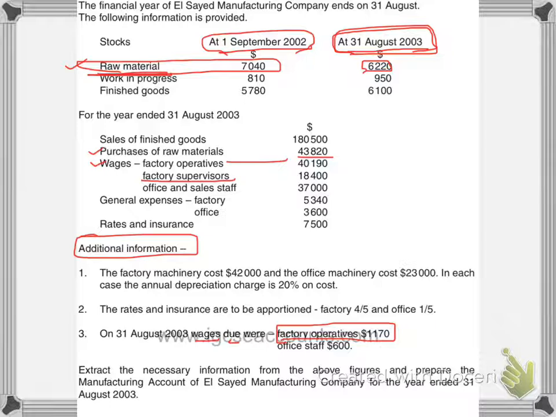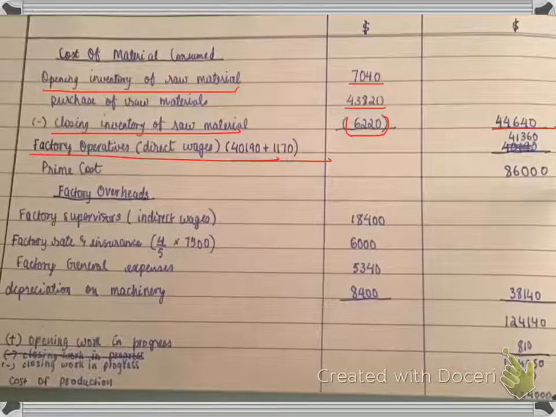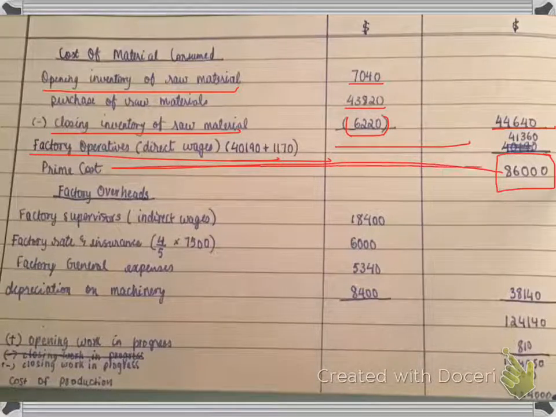So here also there is another type of wage for office and sales staff. Again, I had mentioned earlier that anything relating to office expenses and all that will not be recorded in a manufacturing account. Only factory related items will be recorded in a manufacturing account. So then we add the factory operatives as well, and we get an amount of 86,000. Now 86,000 is the prime cost.